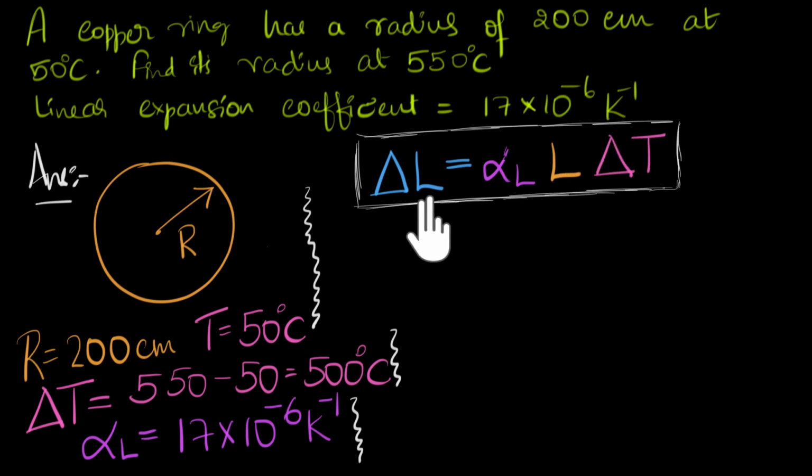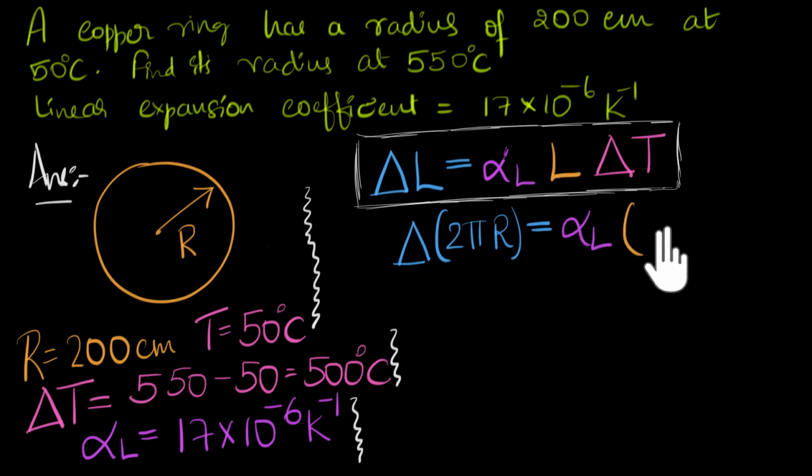Now you may think, well, this is all fine. This will work for a wire, but we have a ring over here and we are asked to calculate the change in the radius of the ring. How do we take care of that? Well, you can think of a ring as just a bent wire, and the L over here would represent the length of this entire wire. And what is the length of this wire? That is the circumference. So L would be 2 pi r for our case. So let's just substitute that. For our case, we could write delta of 2 pi r equal to alpha L times the length, which is again 2 pi r, times delta T.